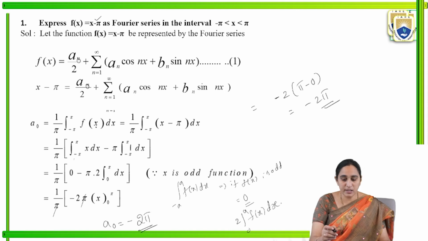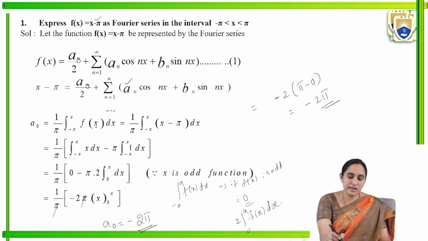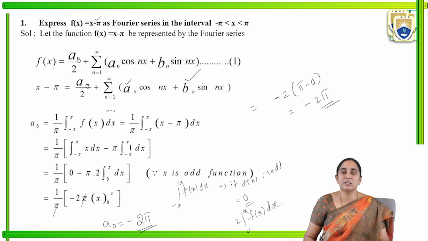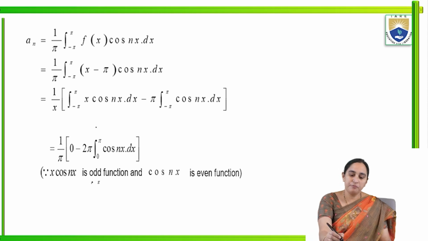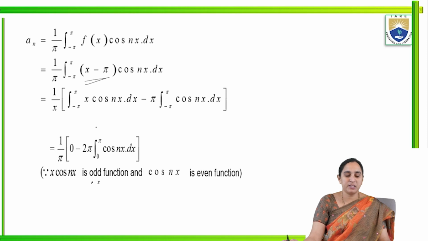Next, now we have to find an and bn values with respect to the interval minus pi comma pi. For that, what about the formula for an? That is 1 by pi into integral minus pi to pi f of x into cos nx dx. F of x is equal to what? The given question, that is x minus pi, so 1 by pi into integral minus pi to pi x minus pi into cos nx dx.